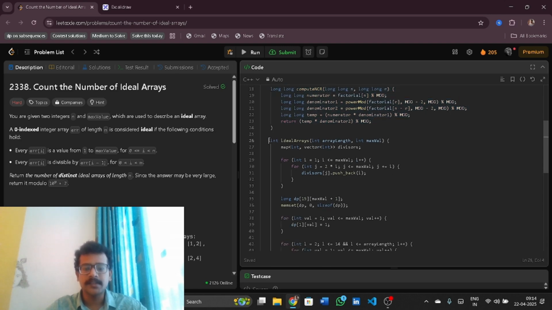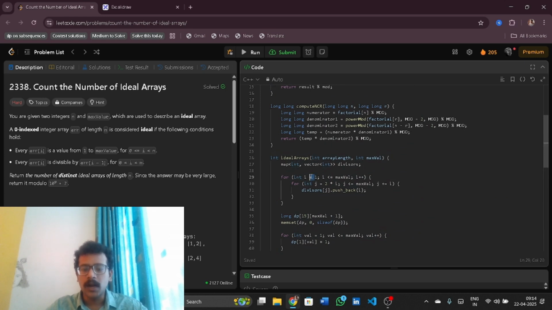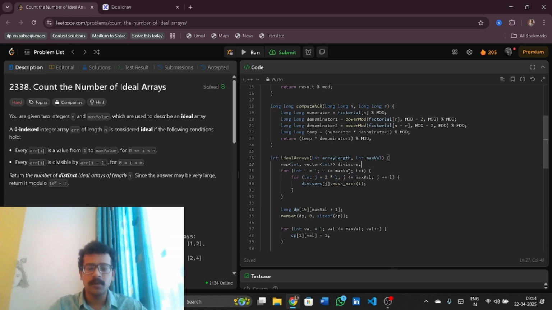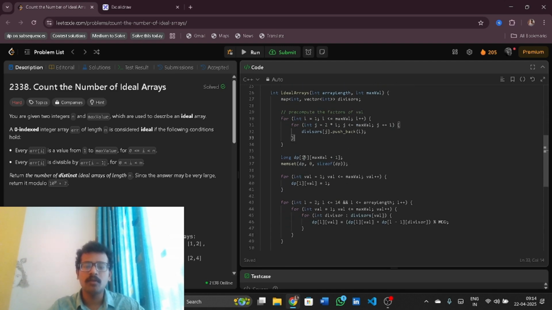Now ideal arrays, this is the main function. Now i is equal to 1, i is less than or equal to max value, j is equal to 2 into i, j is less than or equal to max value. This is nothing but we are pre-computing. Let me write it over here. Pre-compute the factors of each element, right? Something like values. Okay, now I am just taking dp of 15.